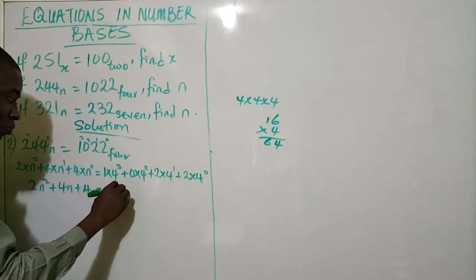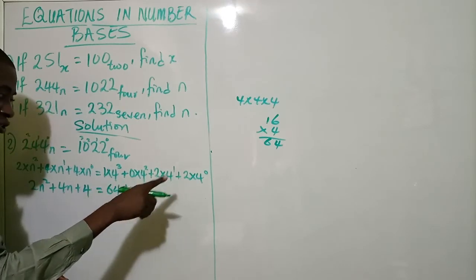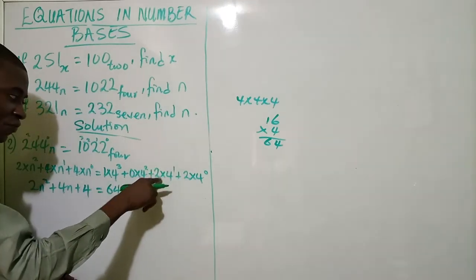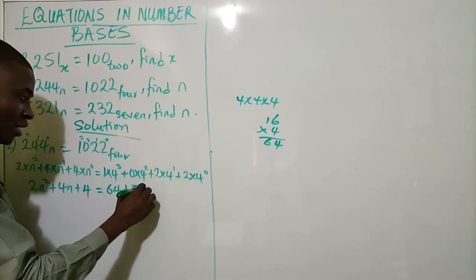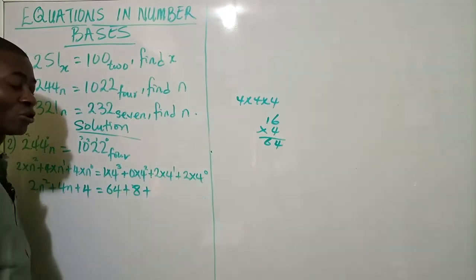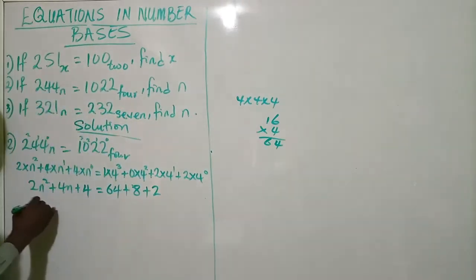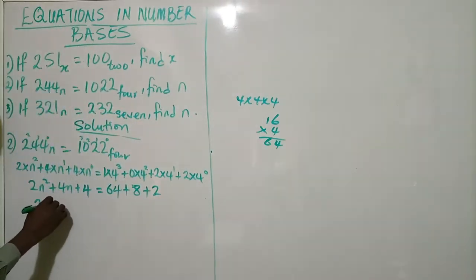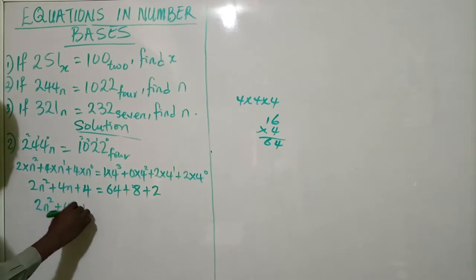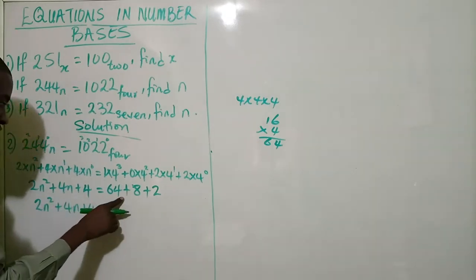Plus anything multiplied by 0 is 0. So 4 raised to the power of 1 is still 4. 2 times 4 is 8. Plus anything raised to the power of 0 is 1. 1 times 2 is 2. So this is 2n squared plus 4n plus 4 equals to 64 plus 8.